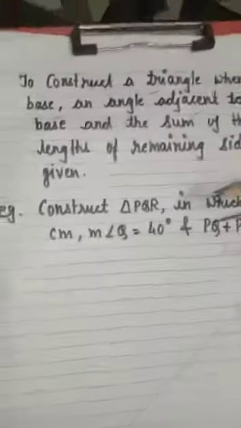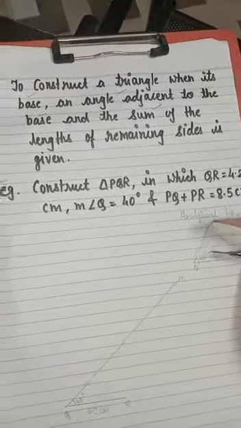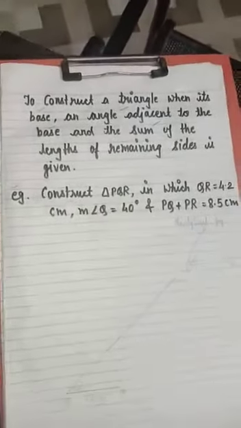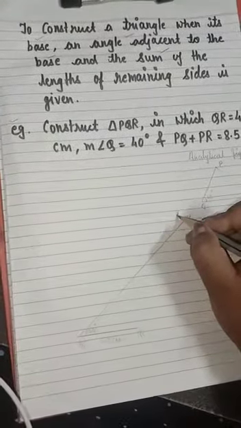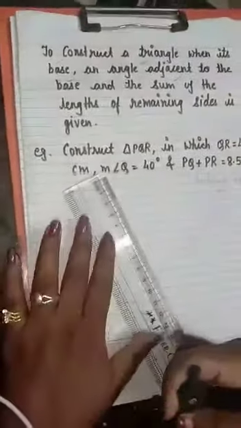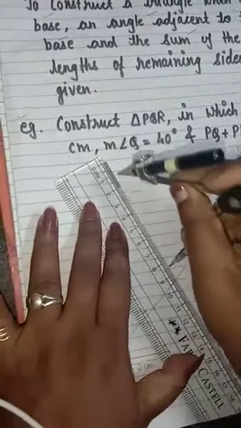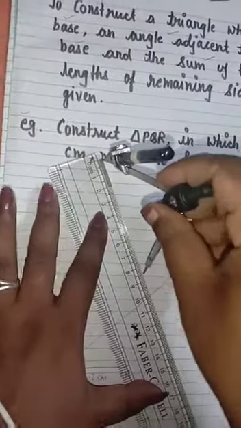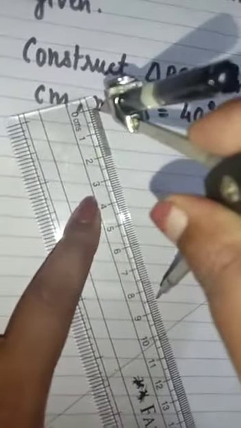Now very important thing. What we have to take? PQ plus PR. Means instead of given two sides, one angle, it is given sum. So now we have taken here 40 degree angle and I have extended the ray and I will give the name to this extended ray X instead of giving Q because triangle is not ready yet. Now PQ plus PR is 8.5. So we'll take the measurement 8.5. You can see that I have taken the measurement 8.5.